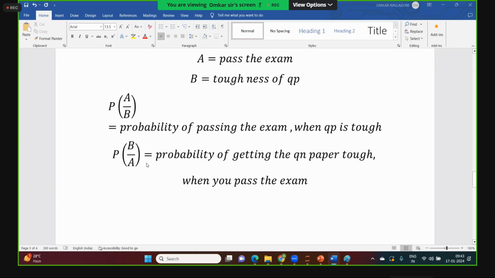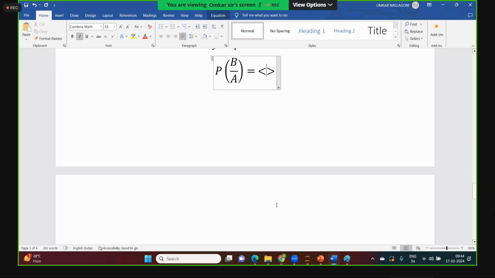That one I am not getting. That one I have written: probability of getting the question paper tough when you pass the exam. You pass the exam, A comes first, then you are talking about B. I'm not seeing anything wrong here. So maybe you're not getting it. Tell me, how do you want me to write this? I will write whatever you are saying. You tell me what I should write, maybe we will get an idea.